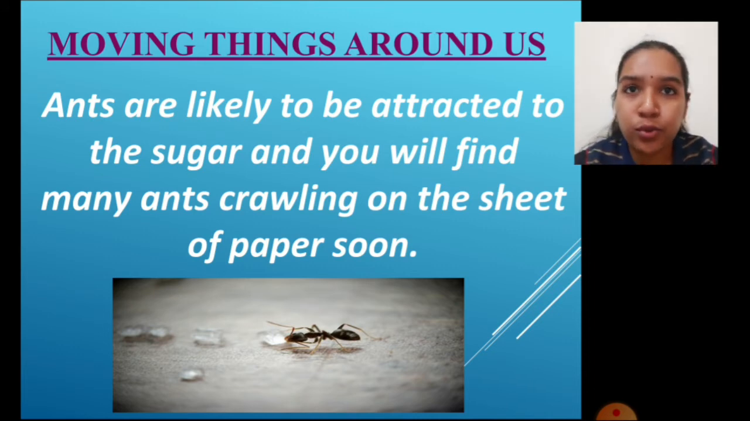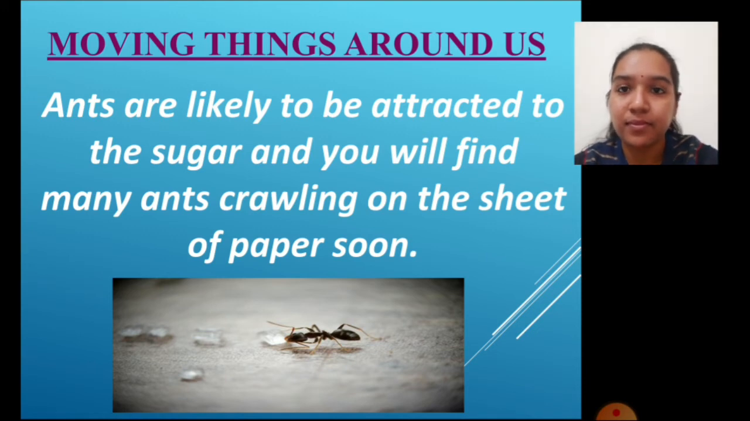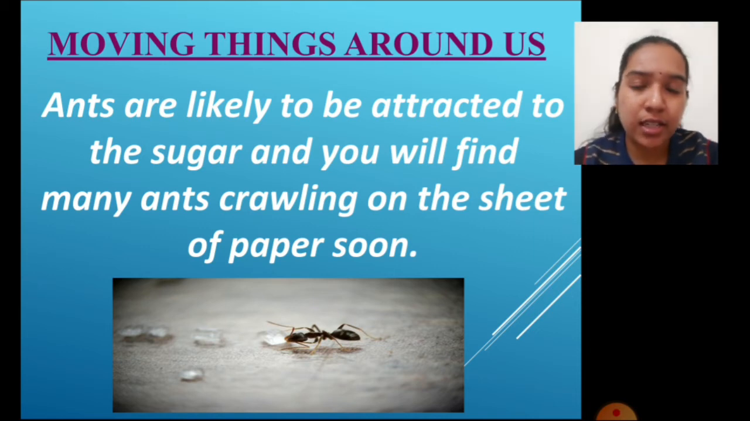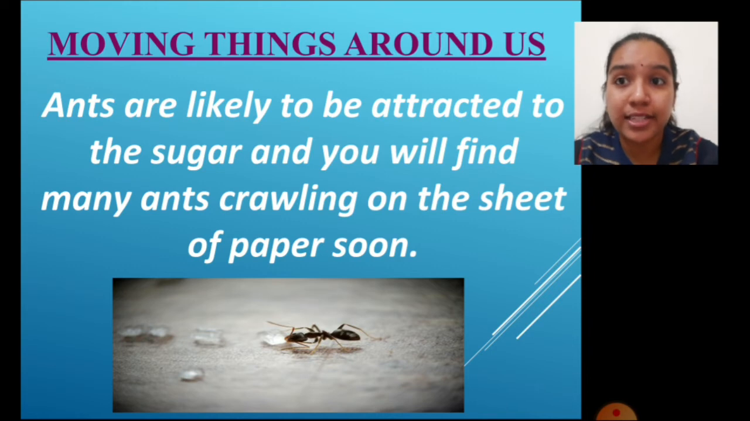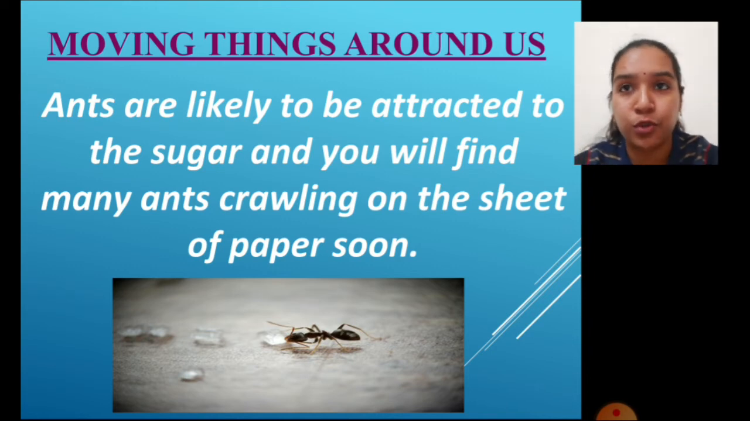So we all know that ants easily get attracted towards sugar, and in no time you will find many ants crawling on the sheet of paper. It may sometimes take time, but eventually if the ants are near the paper you have placed, they will come very soon, because usually ants get attracted very fast to sugar cubes.